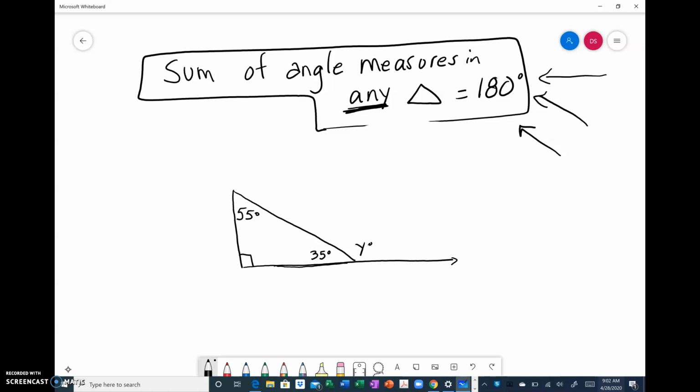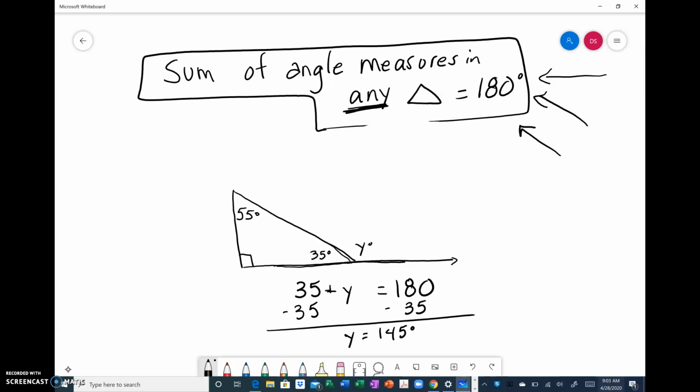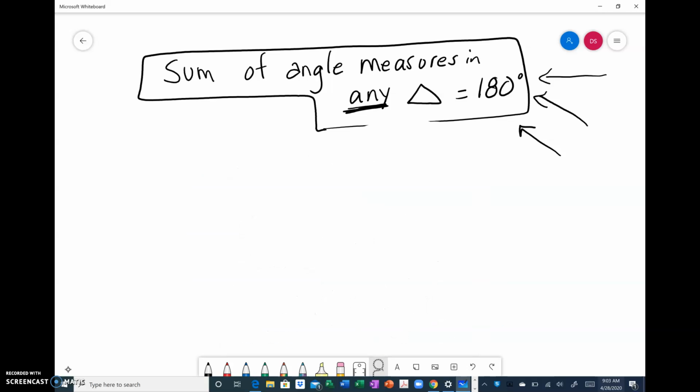Again, two supplementary angles here forming a straight angle, so we know that they will equal 180 when added together. So we have 35 plus Y. We would subtract 35 from both sides and find out that Y is 145 degrees. All right, pretty quick one that based on the other example that I just threw in there, you should know how to do that. Okay, I'm going to now go over guided practice 1 and 2.